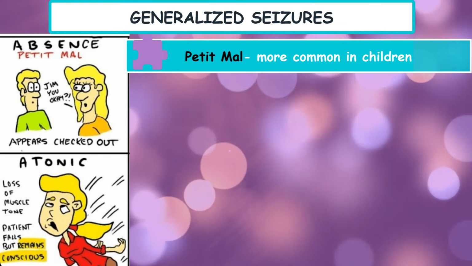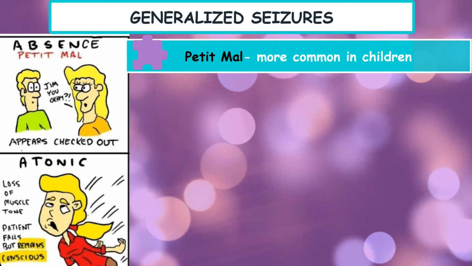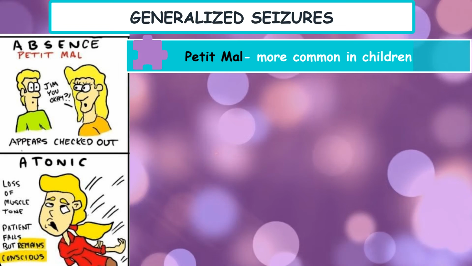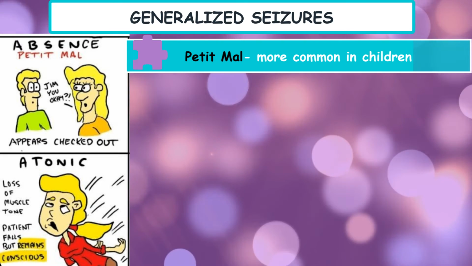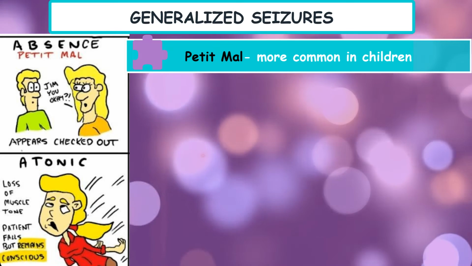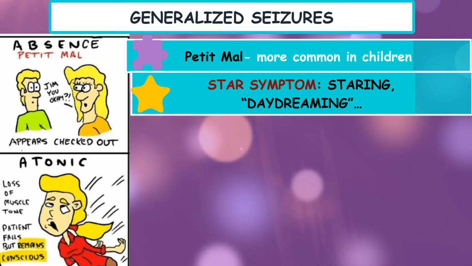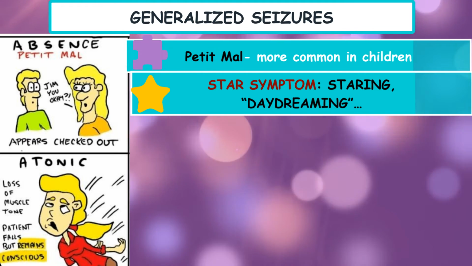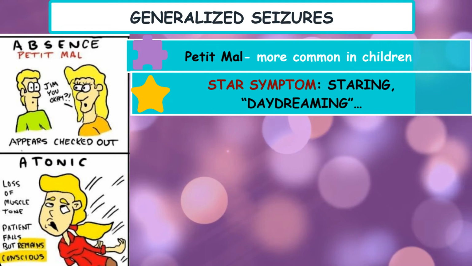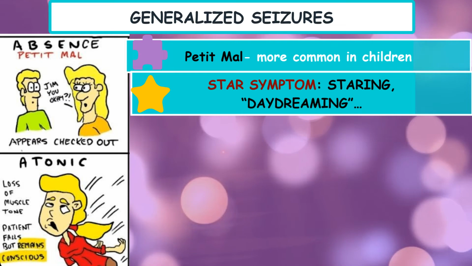Another type of generalized seizures are called absence seizures. They are also known as petit mal. They are more common in children, and they begin and end abruptly, so they only last a few seconds. Absence seizures can be so brief that they sometimes are mistaken for daydreaming and may not be detected for months because they are so fast.